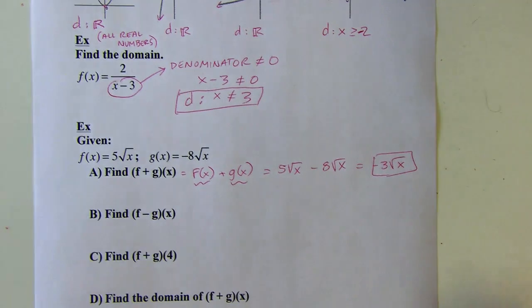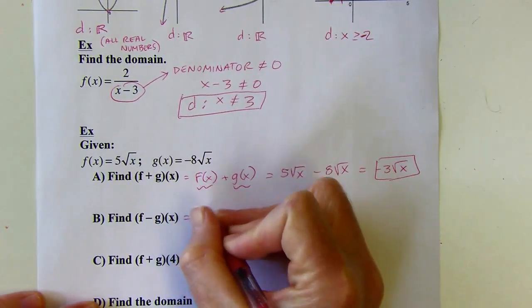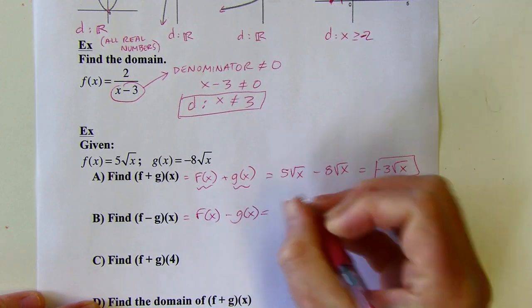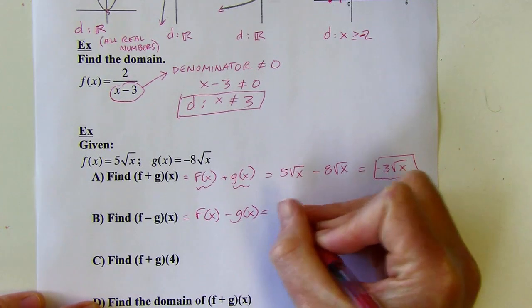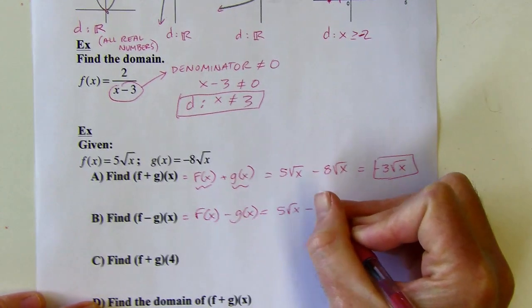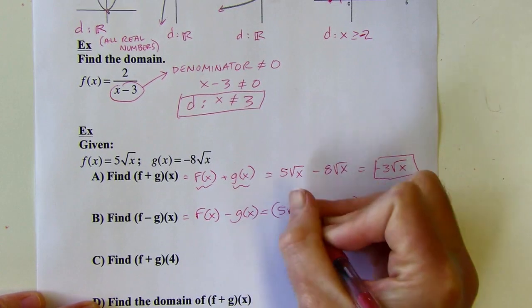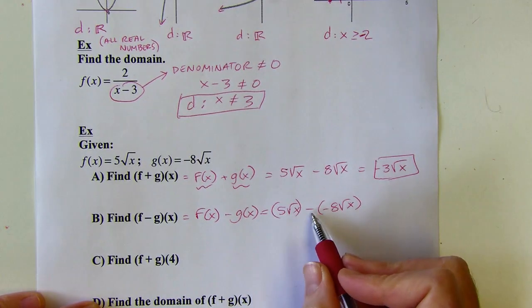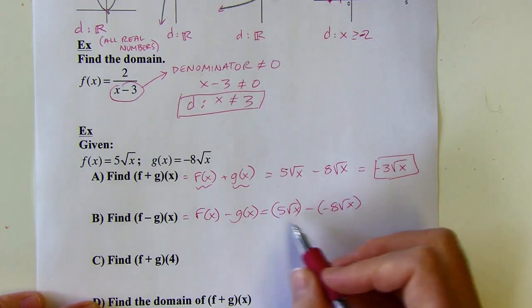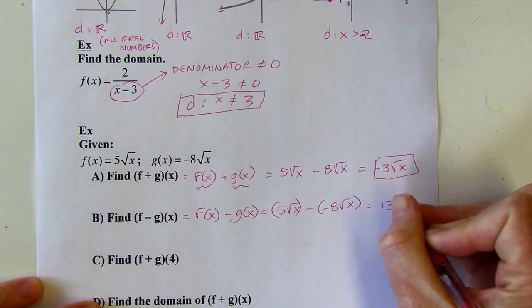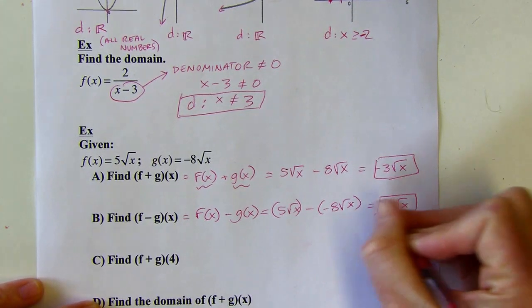Okay? F minus g of x, same kind of deal. We're just going to subtract the two functions. So that means I'll have 5 root x minus negative 8 root x. Right? Here was my function f, here's my function g. So I got a double negative in there, so that's going to be 5 root x plus 8 root x, 13 root x. Okay? All right.